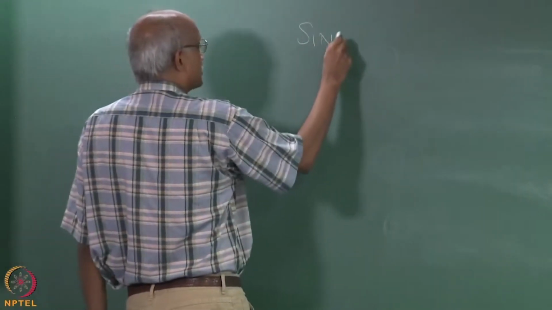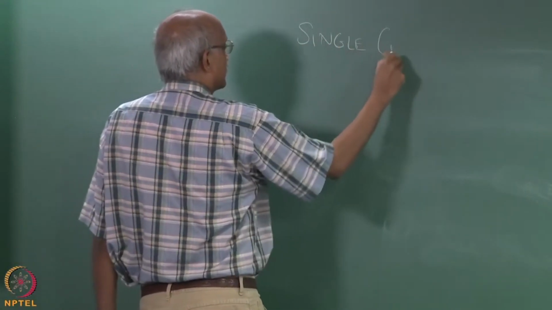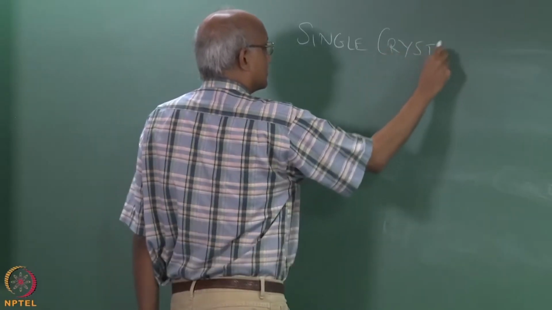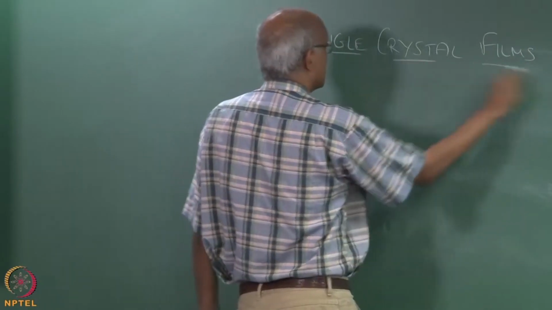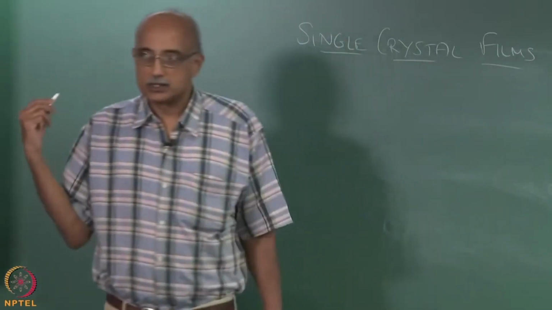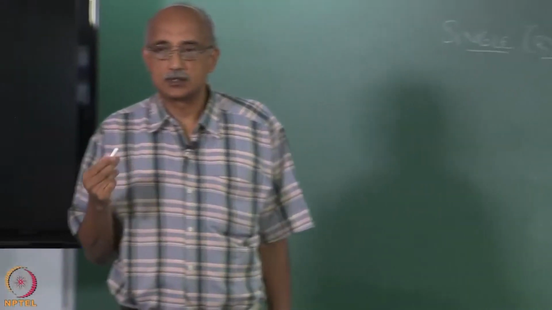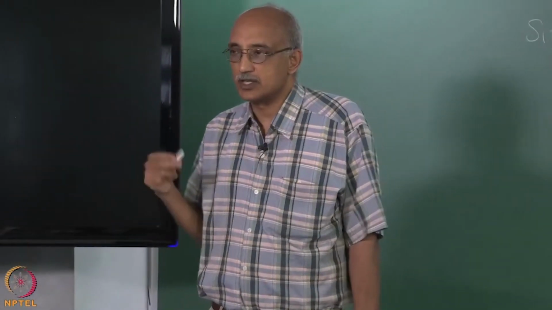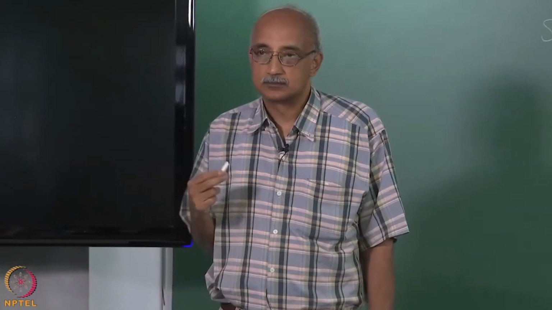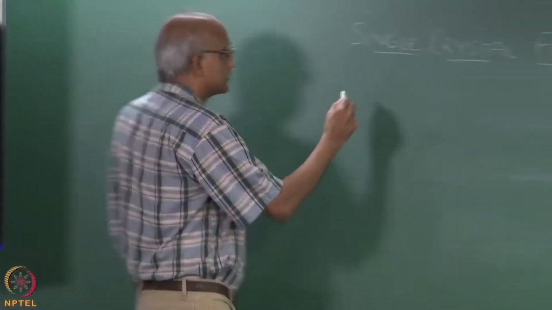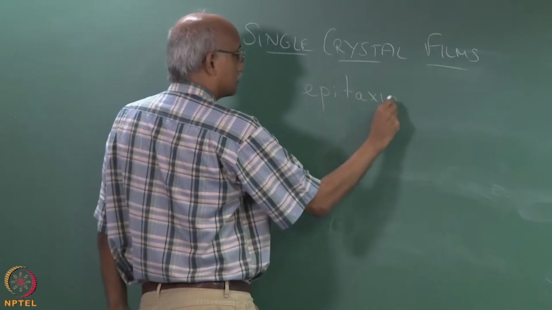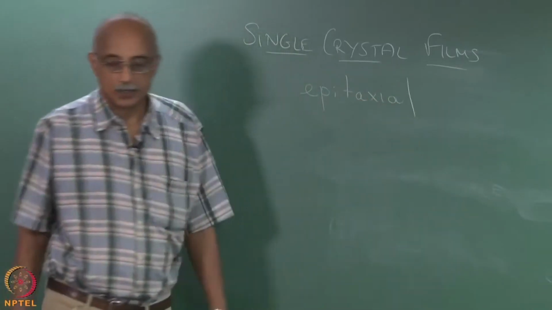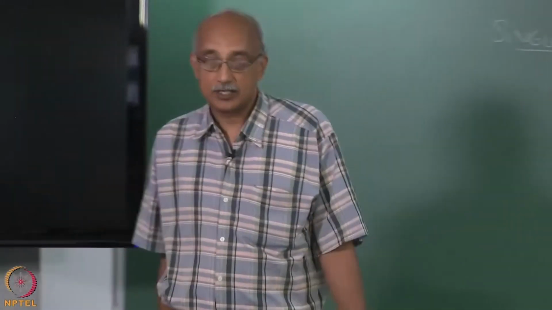So, single crystal films are also known as, does anybody know the other name for single crystal films? That is actually a Greek name. They are also called epitaxial films. Epitaxial in Greek literally means arranged upon. So, basically that is what it is.